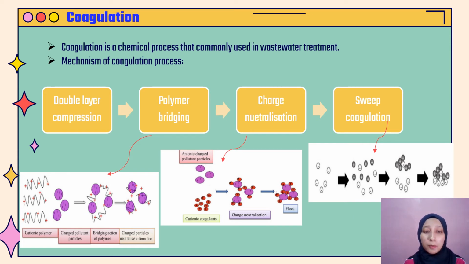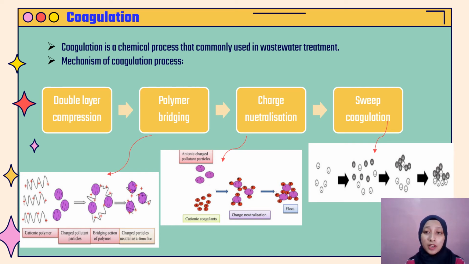First, double layer compression. High electrolyte concentration causes double layer compression. This phenomenon makes colloids unstable and increases the possibility of coagulation. Next, polymer bridging. High molecular weight is favorable for the bridging mechanism because long-chain polymers adsorb particles and leave coagulant polymer to bridge the particles together, as shown in the first picture.